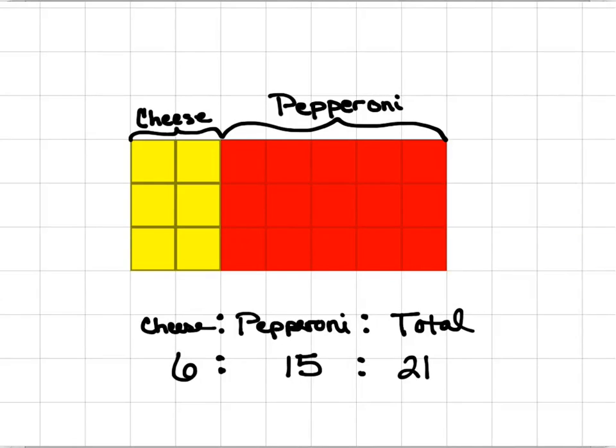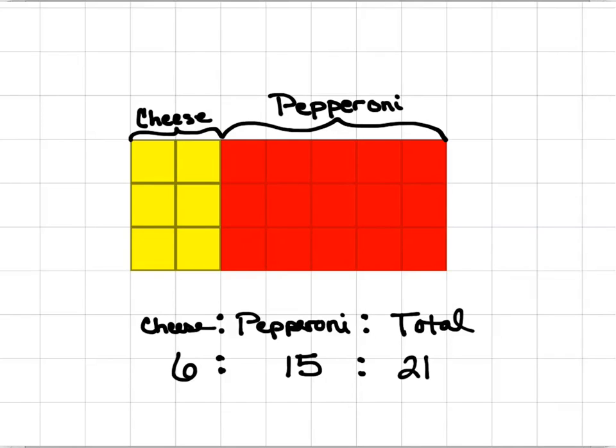In this question, they tell us that the same ratio of cheese pizza to pepperoni pizza slices remains constant. So we have to look at what they give us to start with, which is we have 6 cheese slices and 15 pepperoni slices. This means we have a total of 21 slices.